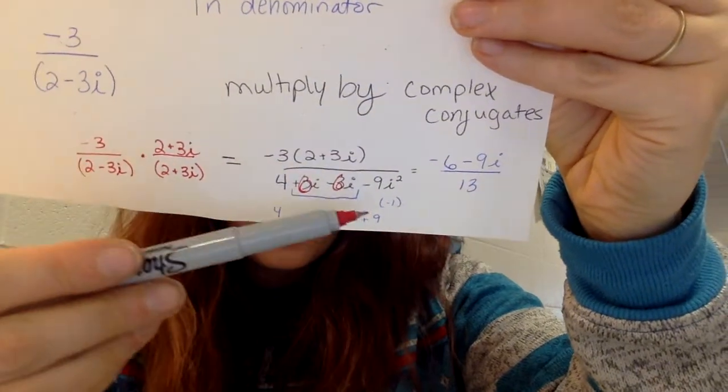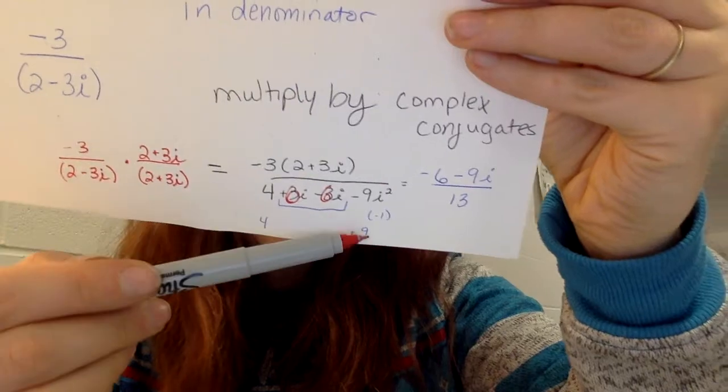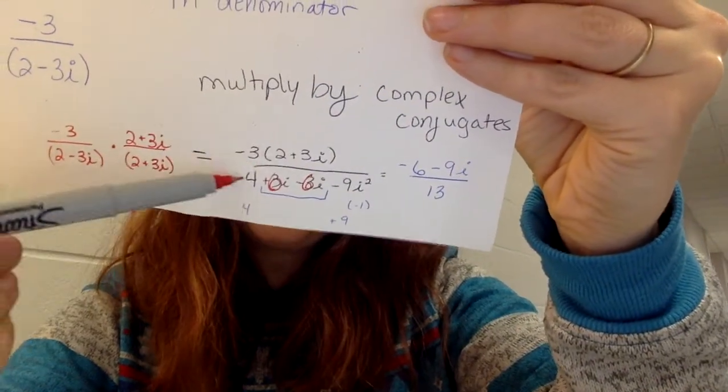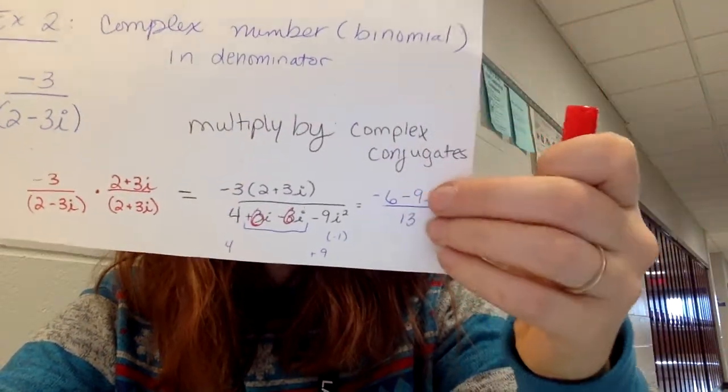And then the i squared turns into negative 1. Negative 9 times negative 1 is positive 9. 4 plus 9 is 13. And then the numerator, we just multiply negative 3 times both of those, and you get negative 6 minus 9i over 13. All right? If that was confusing at all, just talk to me. Okay.